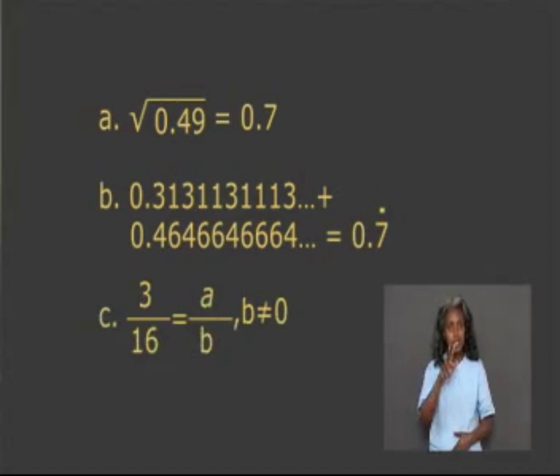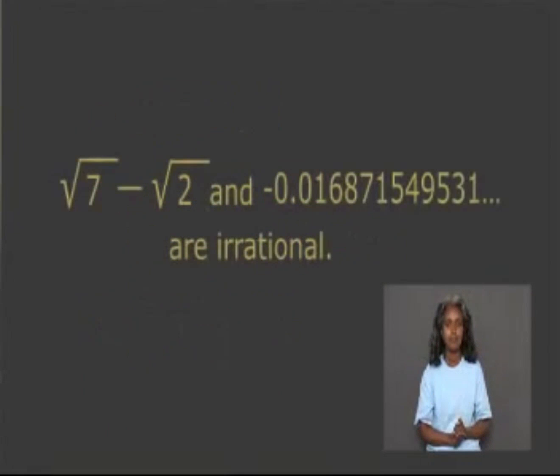3 over 16 is a fraction of two integers where the denominator does not equal 0. So C is a rational number. Neither D nor E are rational numbers. They are irrational.